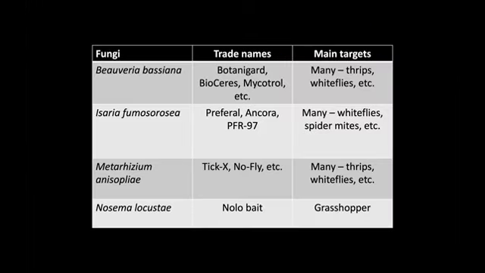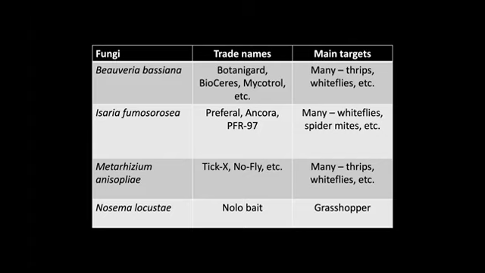Here are some examples of commercially available biopesticides. Those are fungi based. For example, Beauveria bassiana is a very commonly known biopesticide. It controls whiteflies and thrips. There are other species like Isaria species and Metarhizium species. They also control whiteflies, but Isaria species also work for spider mites.